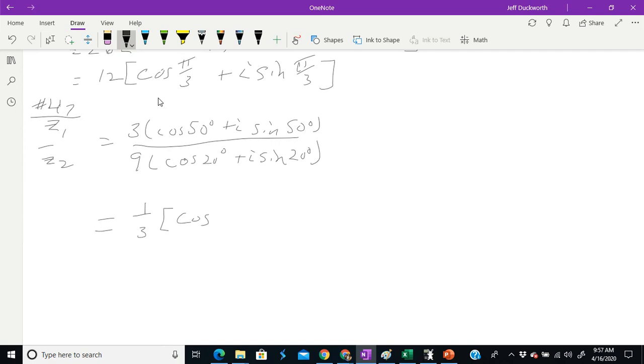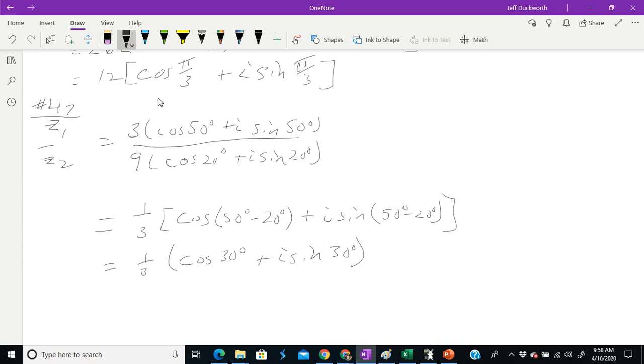And then we've got the cosine of 50 degrees minus 20 degrees plus i sine of the same 50 minus 20, which leaves us with 1/3 and then 30 degrees for each of them. And again, this is something that we could easily change to standard form if required. I'm not going to do it for this given problem.